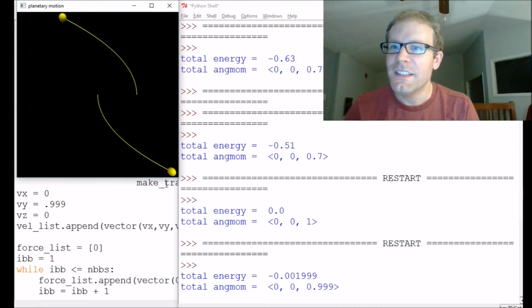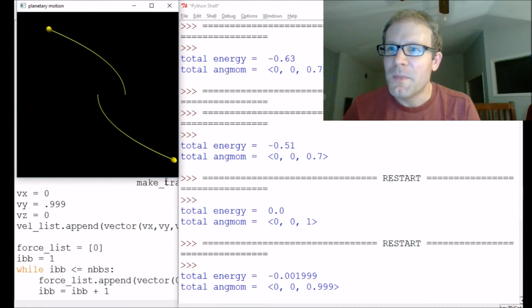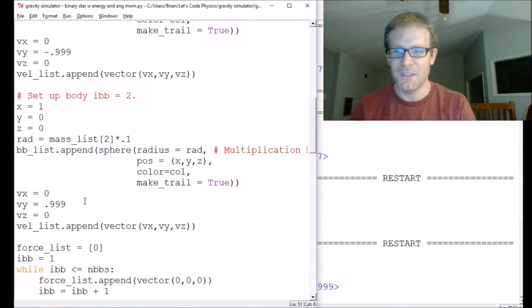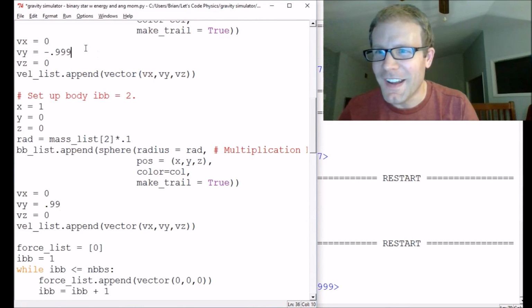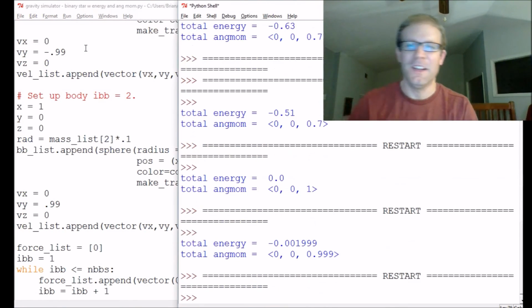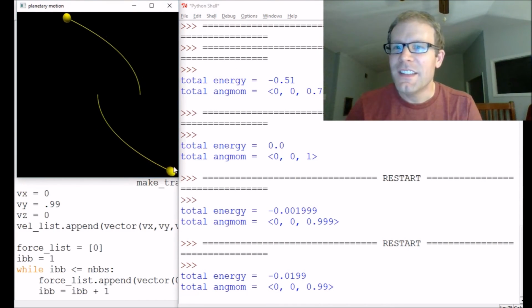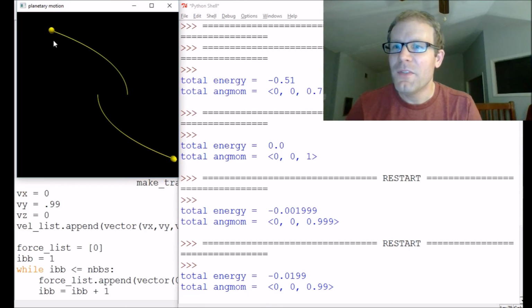And even though these things, well, they're about to prove me wrong, aren't they? These things scatter away from each other. You can tell they're kind of curving downward a little bit. All right, maybe I made that a little too close. Let's make this a 0.99. I went off script. That's what I get for going off script. So you notice the energy is negative again, and these things start to move away from each other.